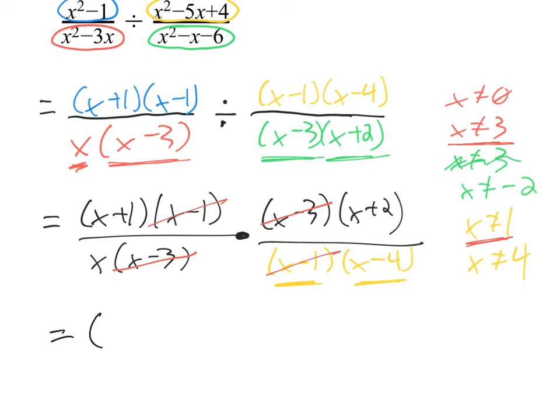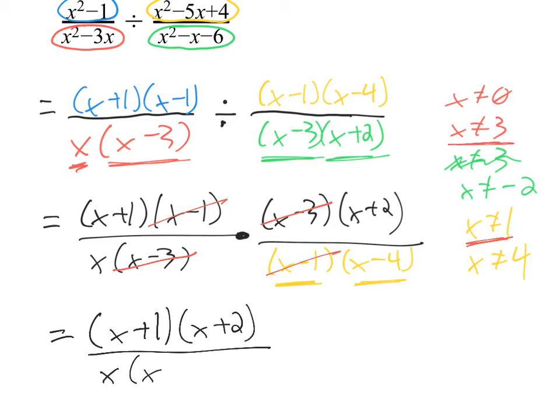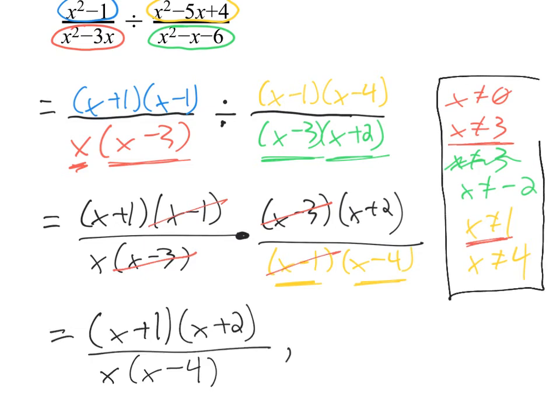So we end up with x plus 1 times x plus 2 divided by x times x minus 4 with all of these restrictions that we have previously identified. So starting with the least value, x cannot be equal to -2, 0, 1, 3, or 4. As I've mentioned before, note that when we get to our simplified value, only some of these are observable. But based on our original problem, all of them are restrictions.